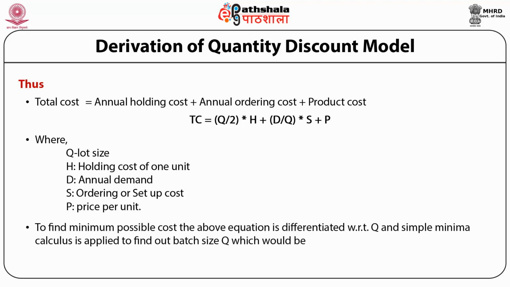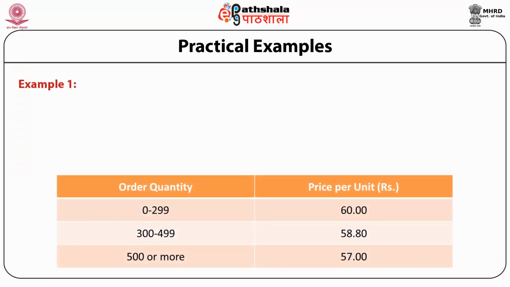To find the minimum possible cost, the above equation is differentiated with respect to Q and simple minima calculus is applied to find the batch size Q, which would be Q equals root of 2DS upon H. This formula of Q would provide the manager the most optimum batch size that should be ordered with minimum total annual cost. Practical examples. Example 1.